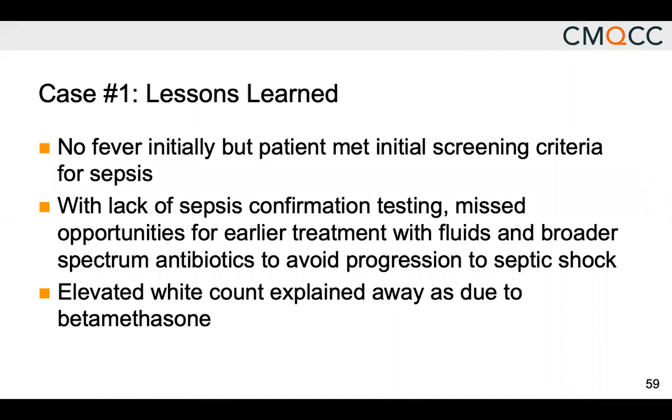With the lack of the sepsis confirmation testing, there were missed opportunities for earlier treatment with fluids and broad spectrum antibiotics. When she actually screened in, the heart rate and the WBCs are what screened her in, and that's where treatment should have begun to avoid the progression to septic shock. And then, of course, the last was the elevated white blood cell count was kind of explained away because of the belief that she had the beta, so it was just elevating the white count.